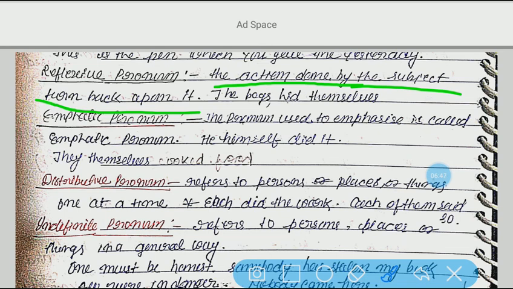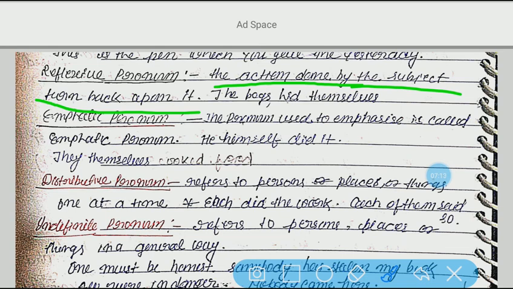I'm going to give you some easy examples of reflexive pronoun. Try to understand. I would like to tell you in Hindi also, because it is a little difficult. All right. So reflexive pronoun, for example, do not deceive yourself. अपने आप को धोखा मत दो.